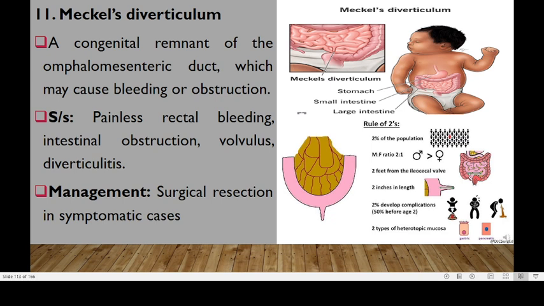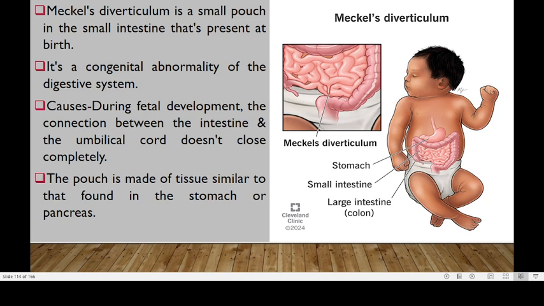Meckel diverticulum is a congenital remnant of the omphalomesenteric duct, which causes bleeding or obstruction. So the patient presents with painless rectal bleeding, intestinal obstruction, volvulus, and diverticulosis. You need to manage it by surgical resection in symptomatic cases.